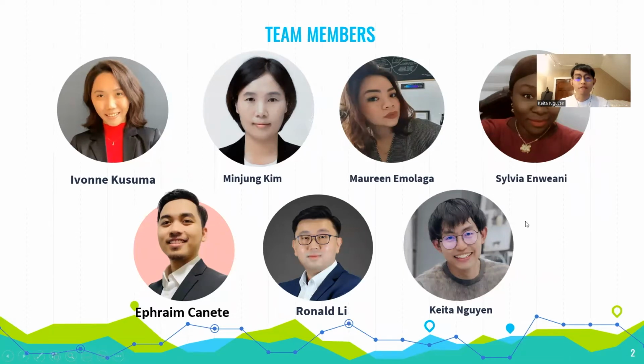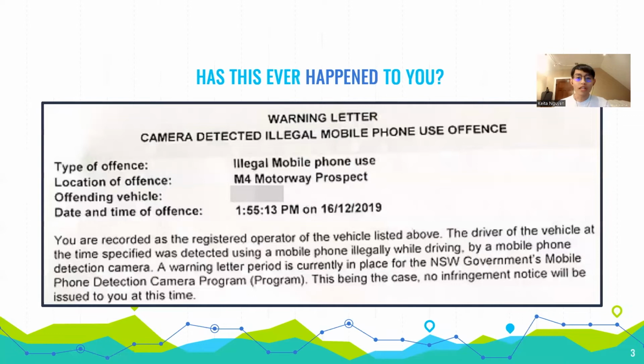We have been working very hard for this project, and now we are so proud to show you what we have done. First of all, I would like you to have a look at what we have on the screen right here. This one is actually an infringement notice that I received back in 2019 when I was in Australia because I was using my mobile phone when I was driving on the road. And of course, I wasn't particularly happy when I received this one.